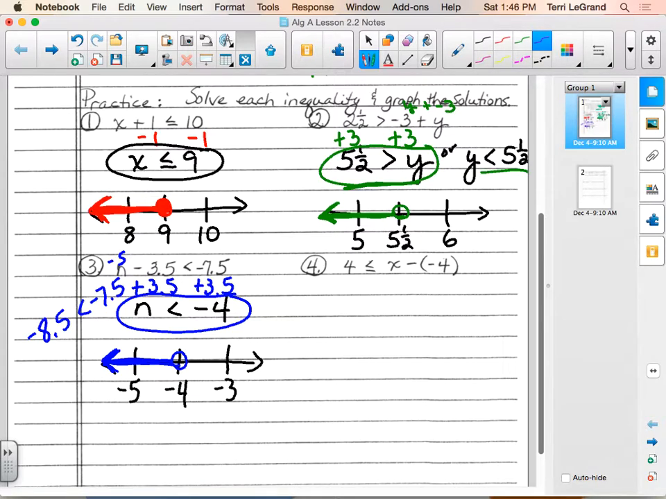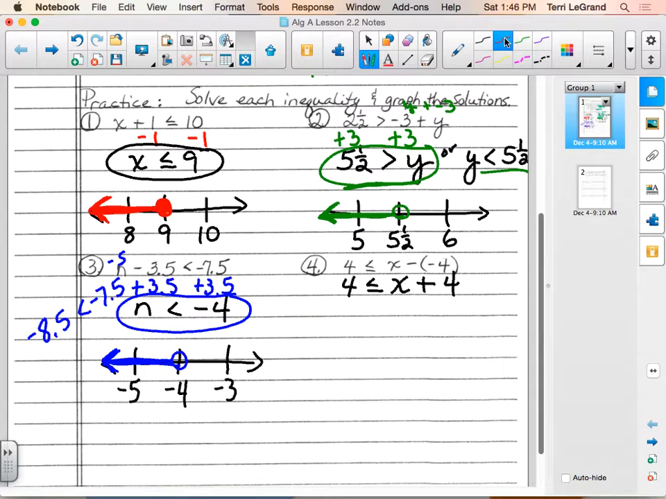Okay, let's look at number 4. In number 4, I'm going to say that what we should do first is change this to an add the opposite. It's subtract a negative 4, so let's change it to an addition problem. X plus the opposite of negative 4 is positive 4. We're not solving yet, we're just renaming. It just looks better this way. X plus positive 4. Now it's going to be pretty easy to solve.